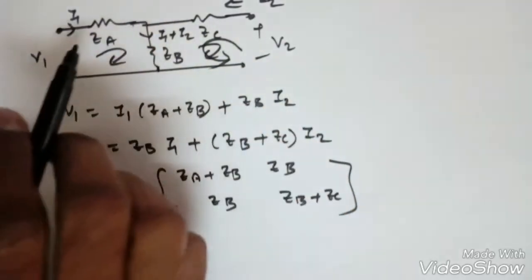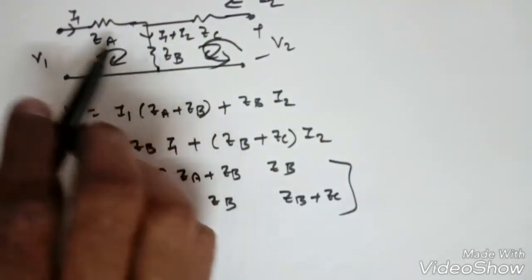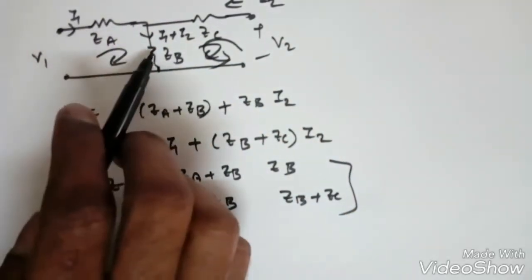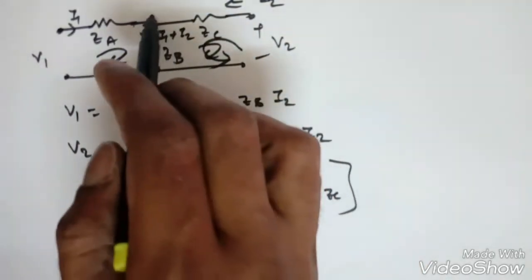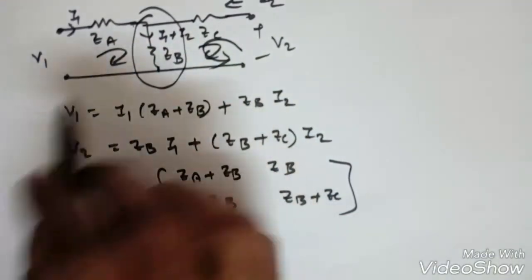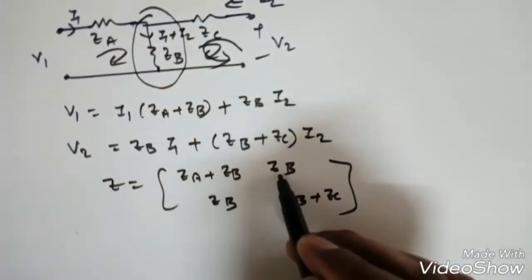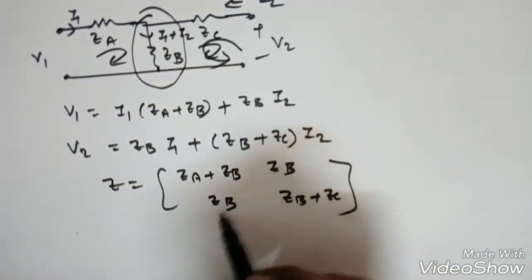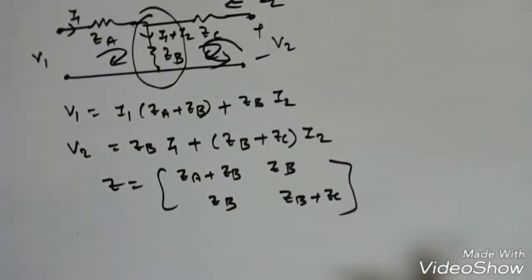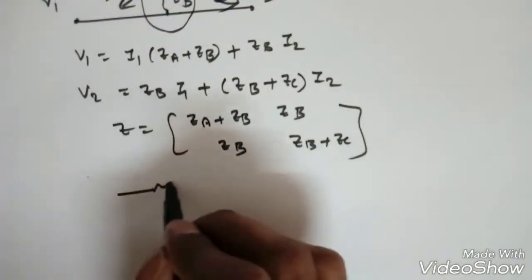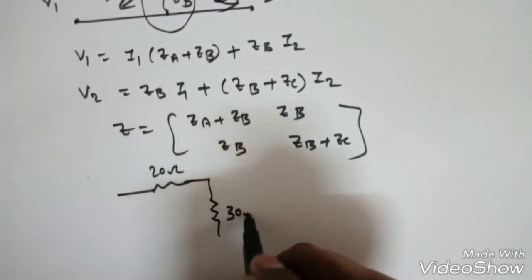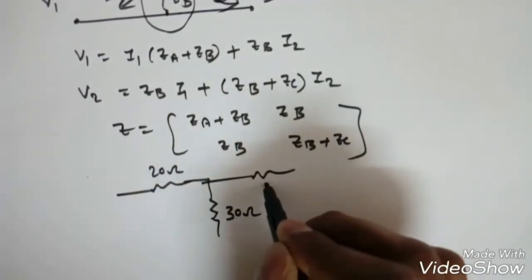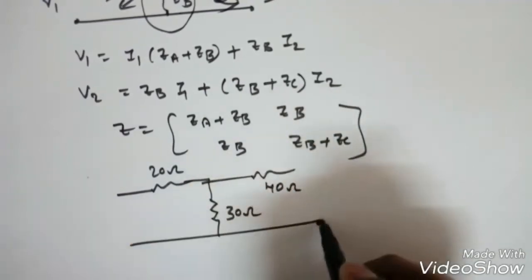Whenever there is a T network, generally it is called a T network. So to find Z11, it is ZA plus ZB. Similarly, to find Z22, it is ZB plus ZC, and whatever this one is, it is common for input side and output side. So here Z12 and Z21 are the same. Now it is very simple. Suppose this is 20 ohms, this is 30 ohms, this is 40 ohms.